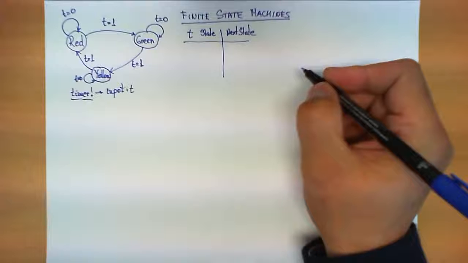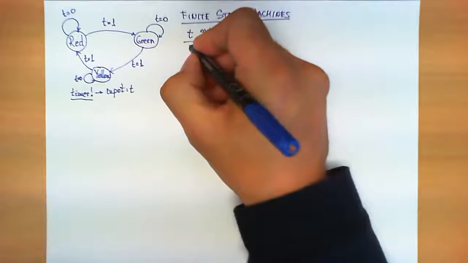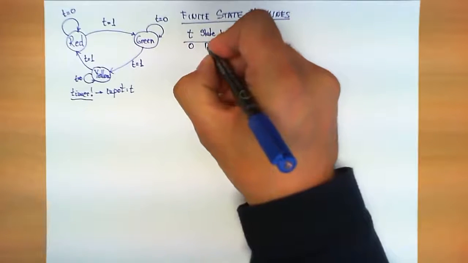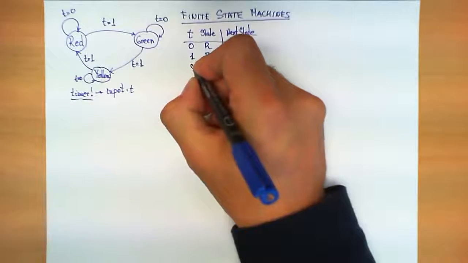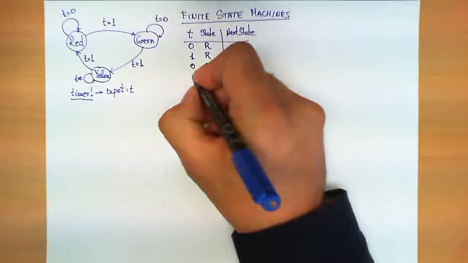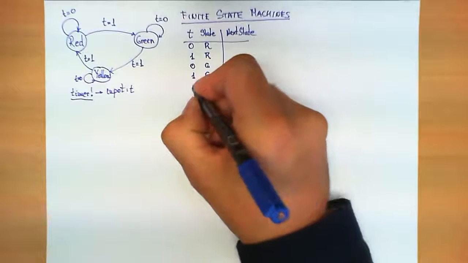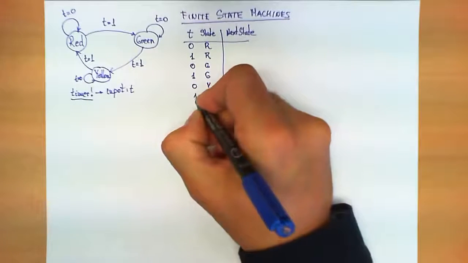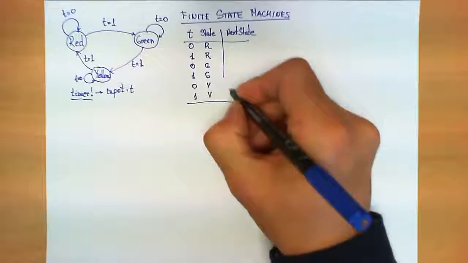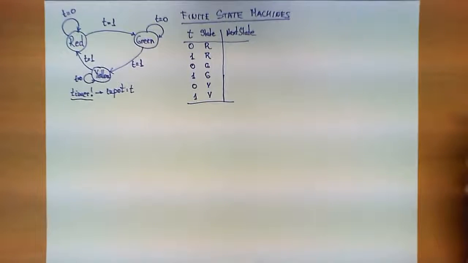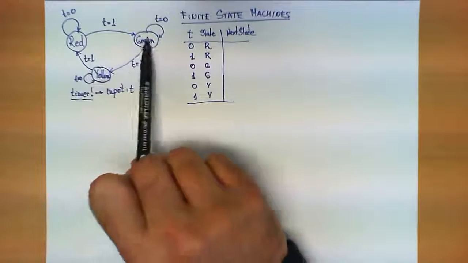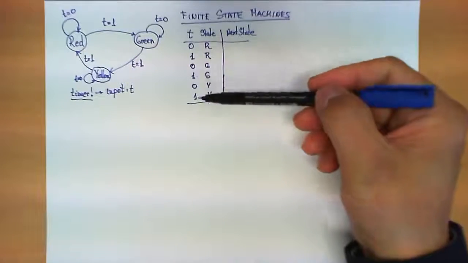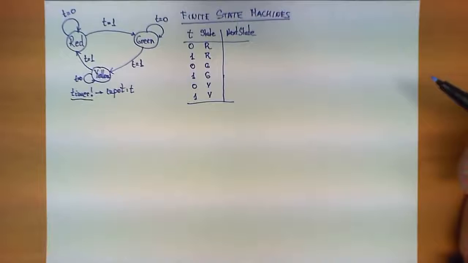And in this case, we have 6 combinations. t is 0 and we are in a red state, t is 1 and we are in a red state, t is 0 and we are in green, 1 and we are in green, and 0 and we are in yellow, and 1 and we are in yellow. So these are the 6 possible combinations between the states, which are red, green and yellow, and the possibility of 2 values in the input.